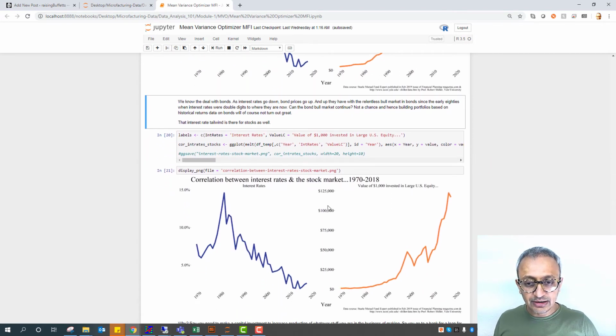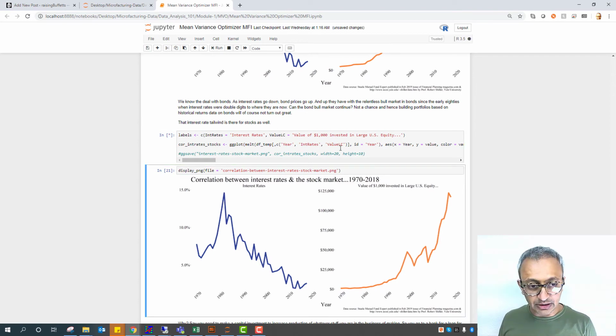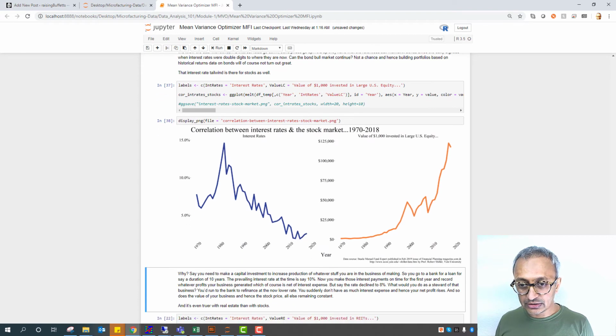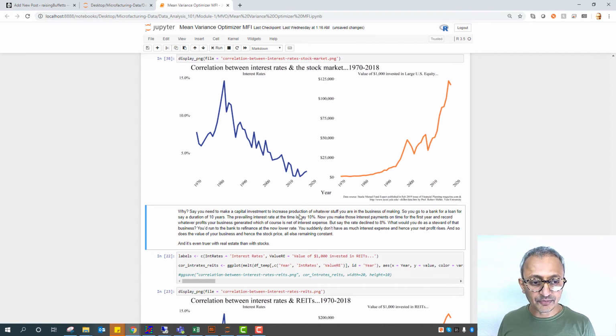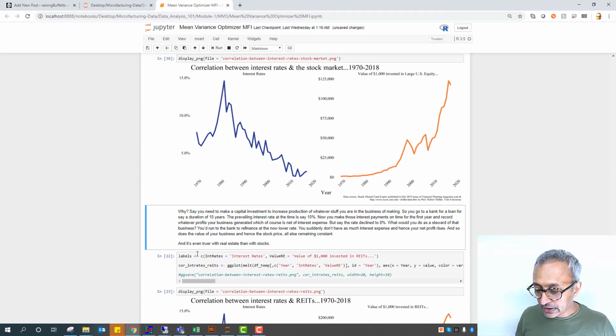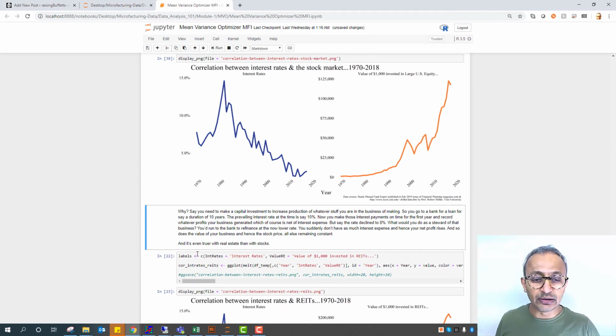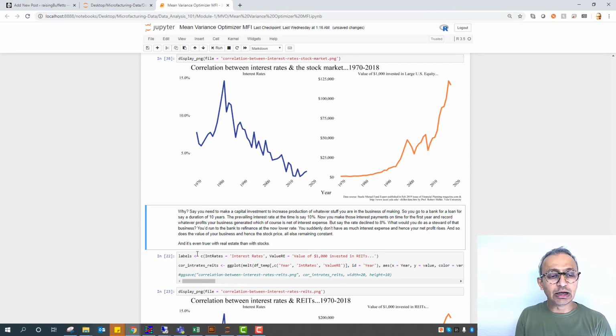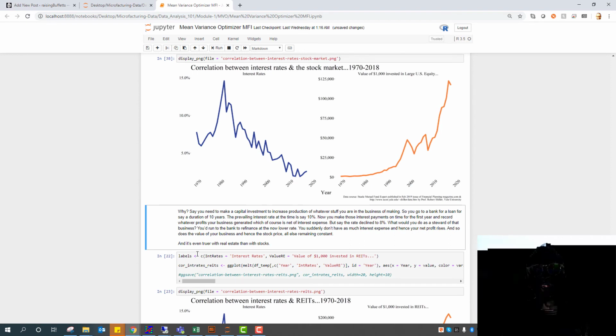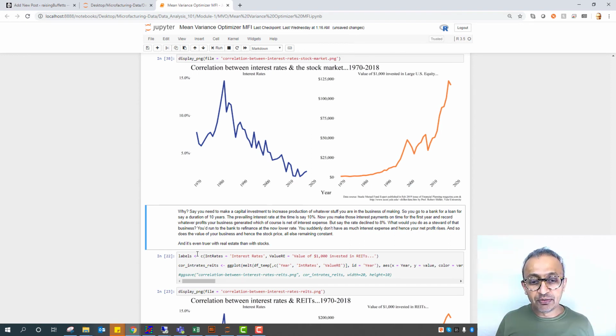Let's look at that same relationship, which exists with the stock market, right? And it has to. So let's say this is the value of a stock in a large company. Why? Say you need to make a capital investment to increase production of whatever stuff you're in the business of making. And so you go to a bank for a loan, and let's say the loan duration is 10 years, right? The prevailing interest rate at that time, just like that example we were giving, is say 10%, right?